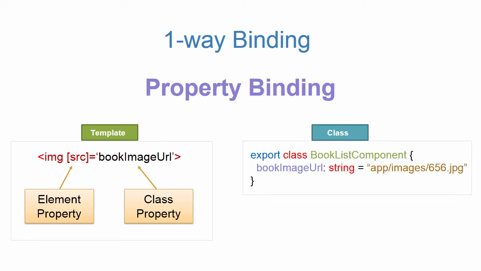In this example, we've defined a class with a property of bookImageURL. This matches a property that we've set up within our component, which then points to the location of an image file. Now that we've seen a few examples of one-way binding, let's now use these inside of our application.